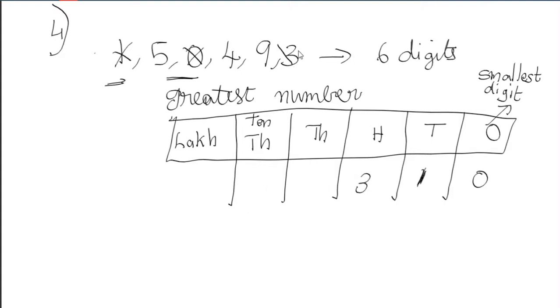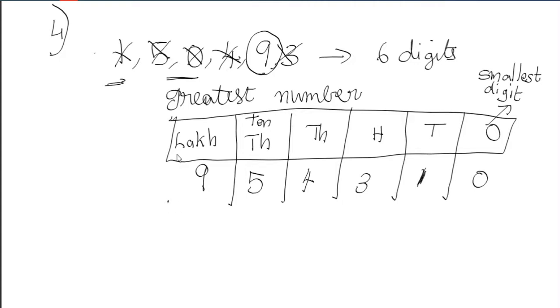Okay ma. So choose the next greater number. 4 in thousands place. And the next greater number is 5. Okay ma. 5 in 10,000 place. So which number is left? 9. The greatest digit is left here, the 9.